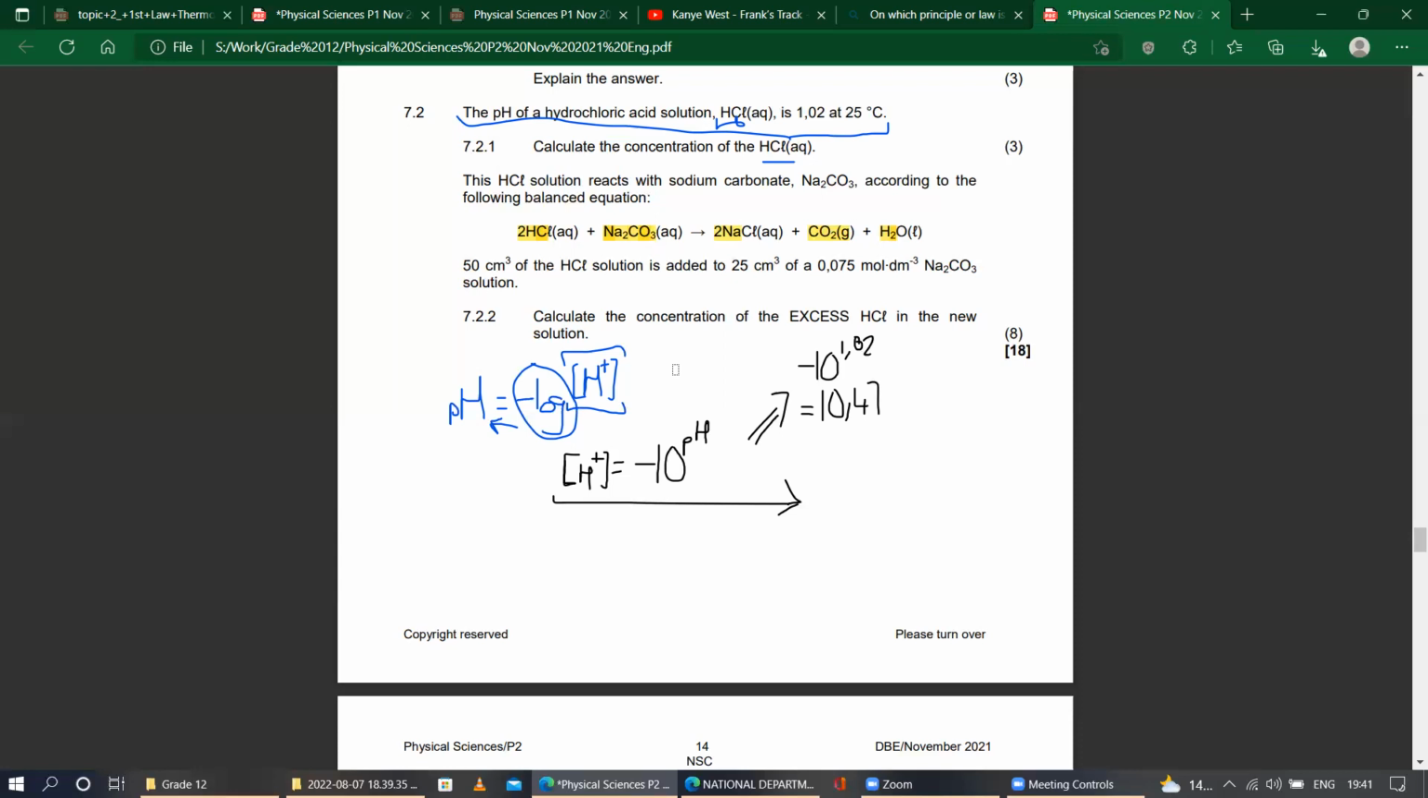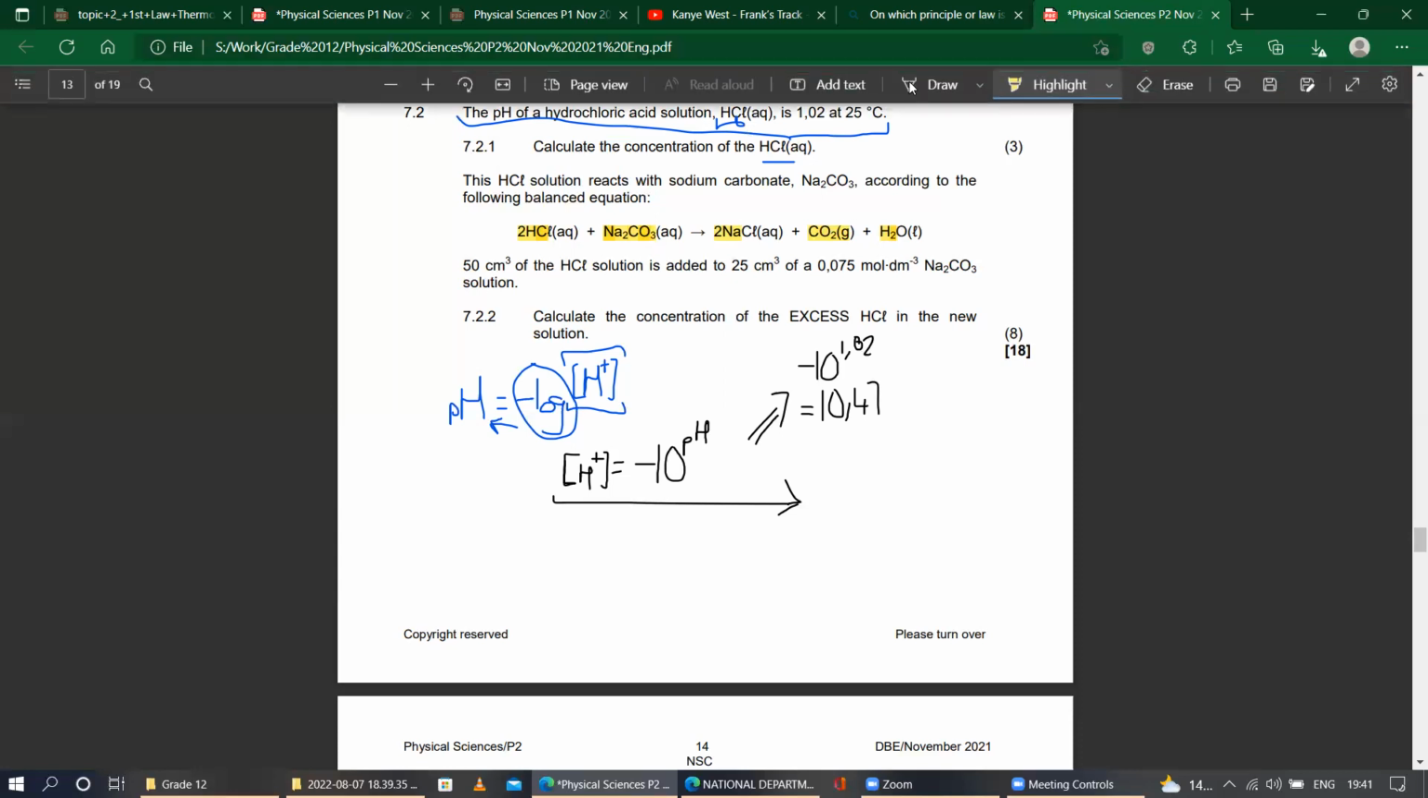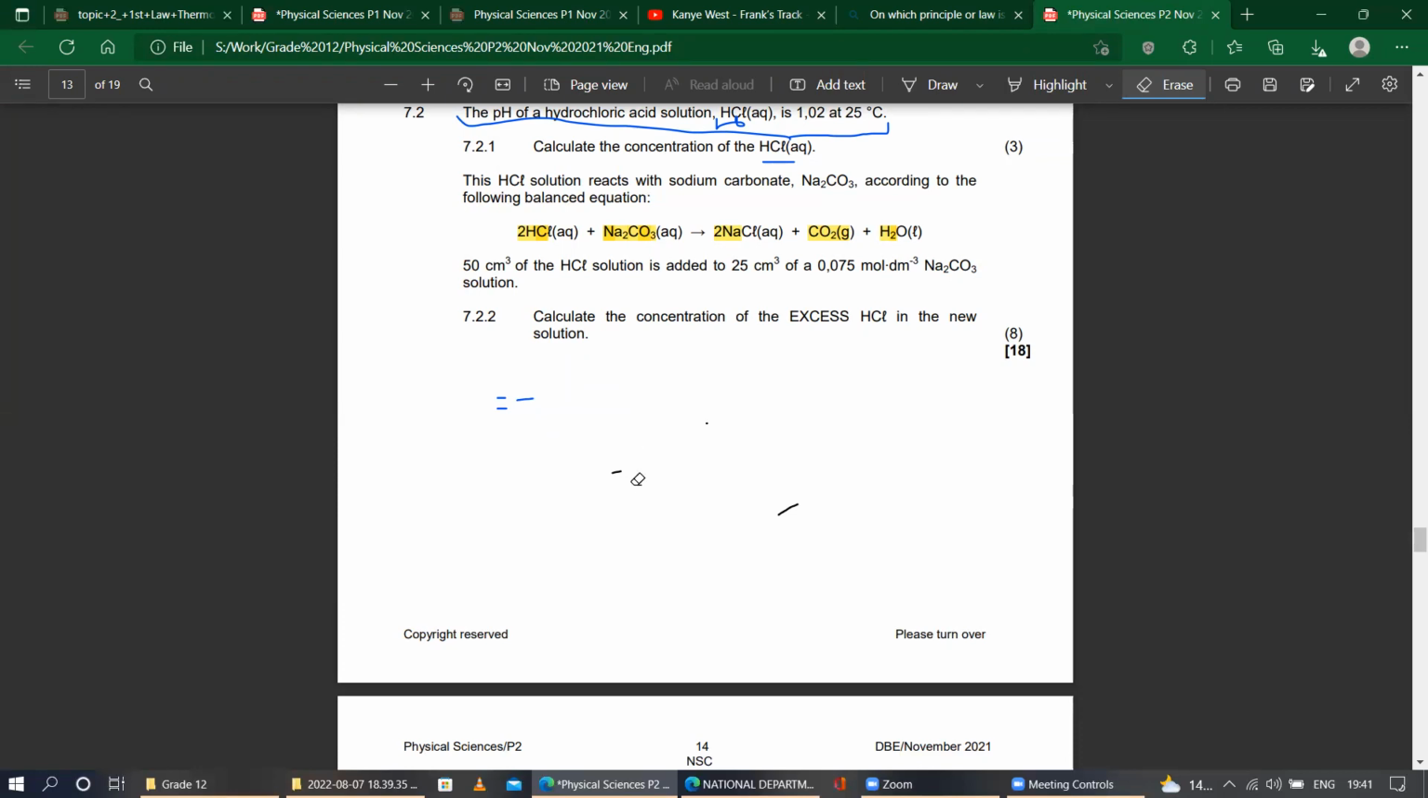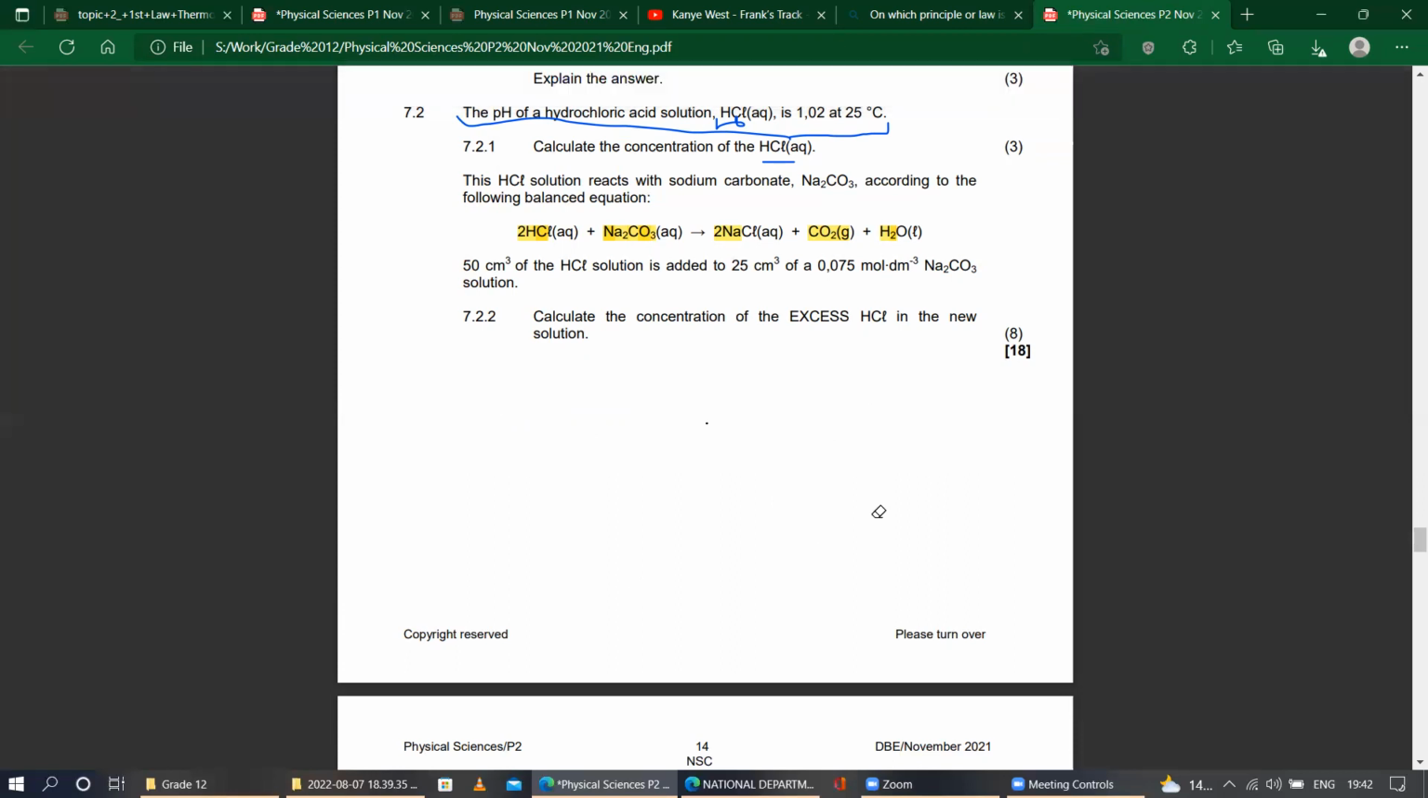So do you guys know how you can find the answer for this? Just a quick yes in the chat, then I can leave the question to you guys and you can do it, then give me the answer. Do you guys know how to find the answer for this? Because it is going to be a very long question, it's like 8 marks.